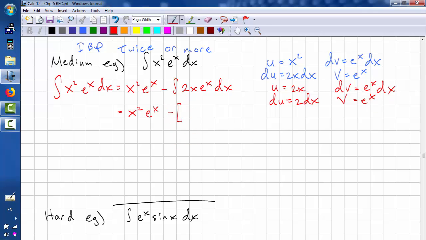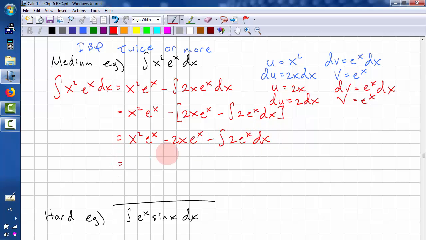Put brackets around here. That way you don't mess up your negative signs. So we have uv, 2x e to the x. Always put your polynomials before your exponentials or trigs. Minus integral. And now we have v du. So 2 e to the x dx. And bracket. Now we have x squared e to the x minus 2x e to the x plus integral of 2 e to the x dx.